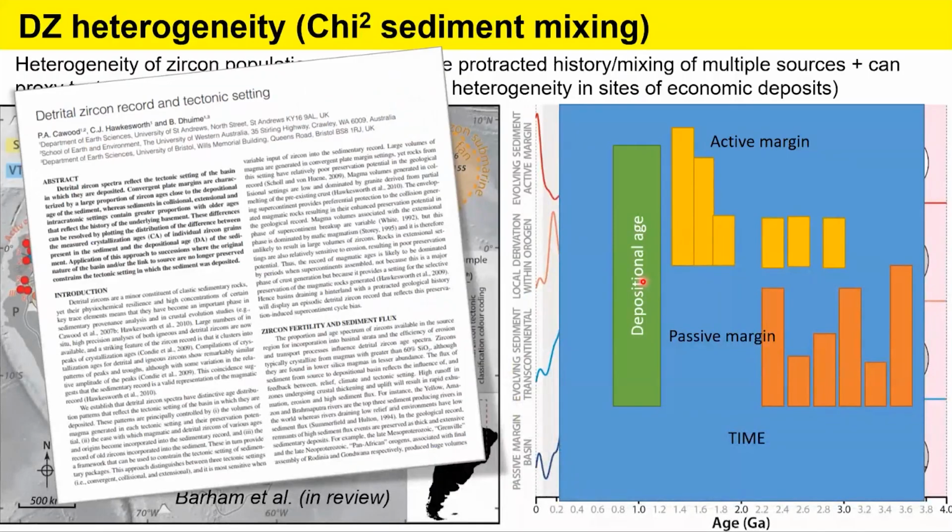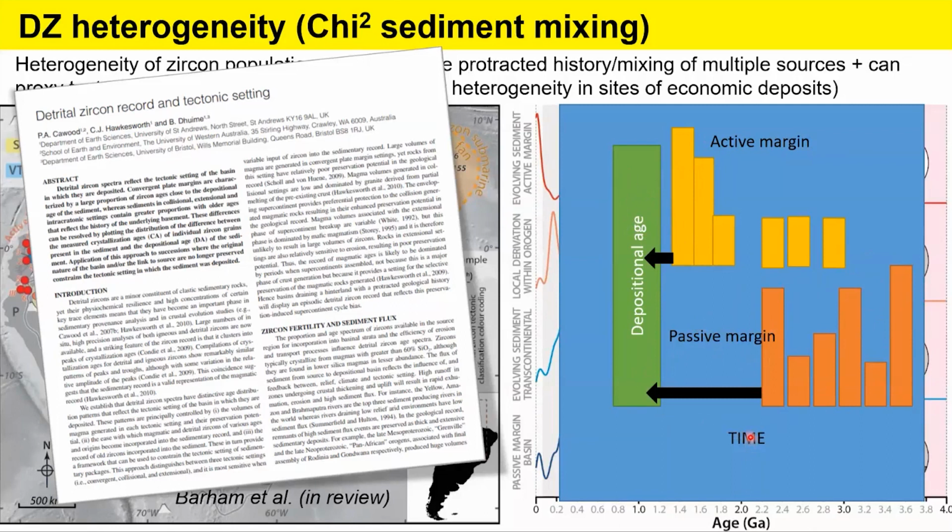So relatively recently, Cawood, Hawkesworth, and Dhuime published in Geology a very useful paper, I think, where they pointed out quite a simple observation. That observation is demonstrated on the right-hand side here. If we've got a detrital zircon spectra, so this is the ages of detritus, and we know the depositional age, there seems to be a relationship between active margins, where you have more detritus that's similar in age to the depositional age. So you have volcanic material, let's say, that's close in age to the depositional age. Whereas in a passive margin, there seems to be a larger time gap. So that's kind of useful.